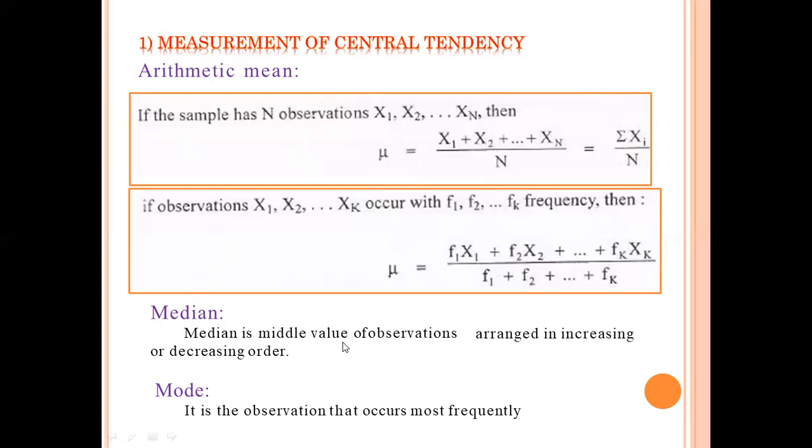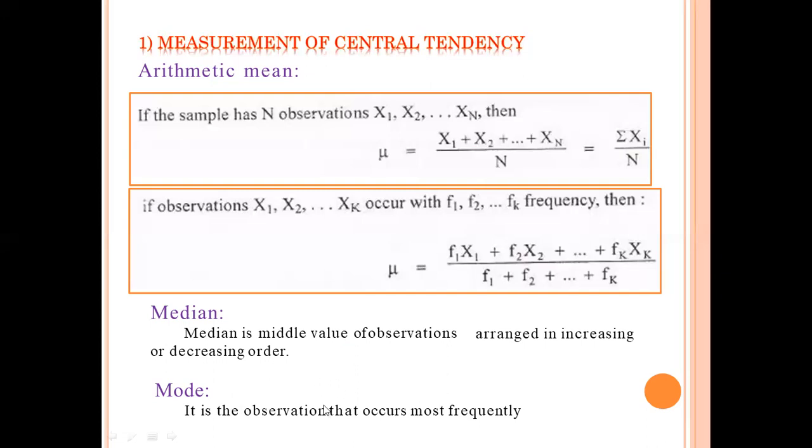For example, if you have observations like 1, 2, 3, 4, 5, 6, 7, 8, 9, 10, up to 10, if we arrange those observations in increasing order, then 5 will be considered as the middle value. Or in decreasing order from 10, 9, 8, 7, 6, 5, 4, 3, 2, 1. This is decreasing order. Again, in that decreasing order, the middle value is called the median for those observations. This is the second parameter that we are going to calculate for measurement of central tendency.